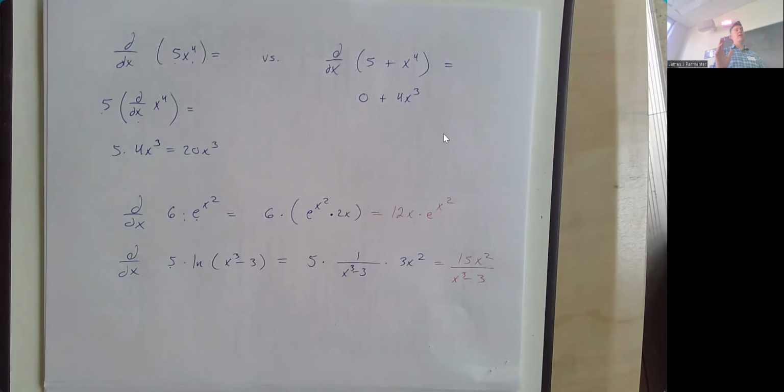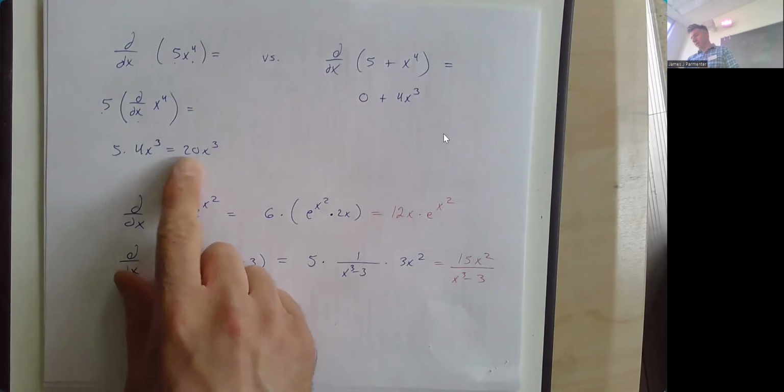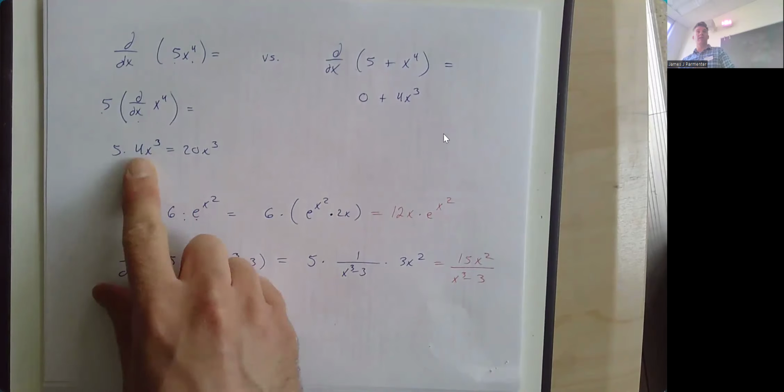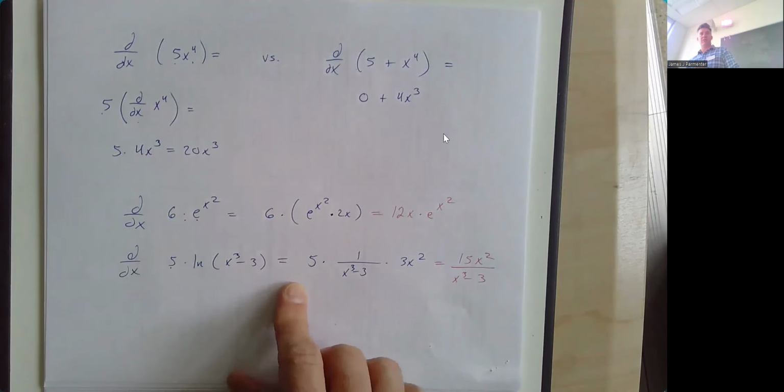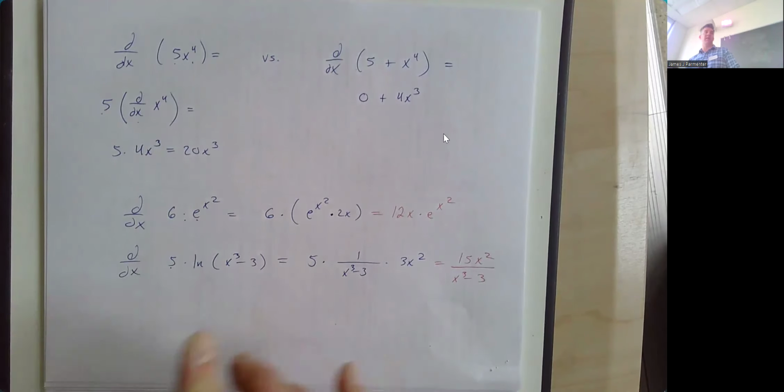But the bigger picture point here is that constant multiples hang out. Sometimes they get changed because we multiply them by another constant, but sometimes they don't get changed, right? They just hang out and then they're 5 times whatever your derivative is.